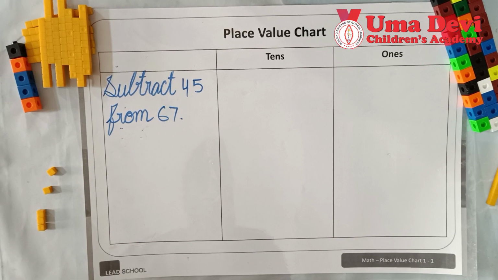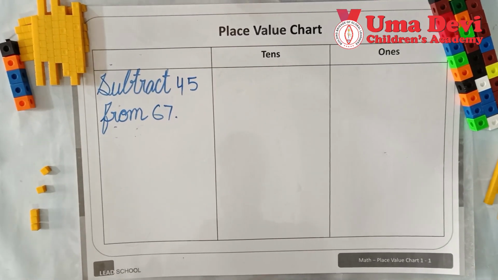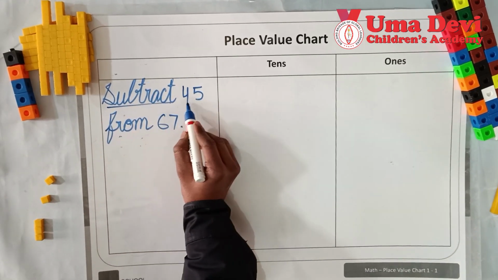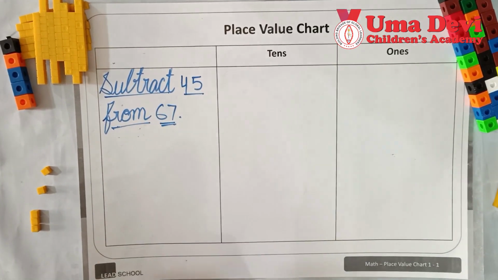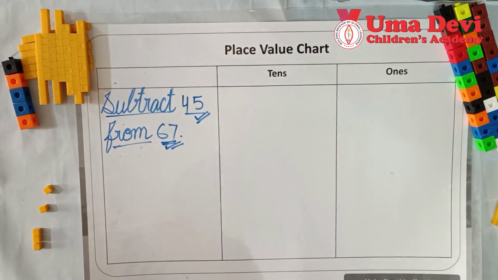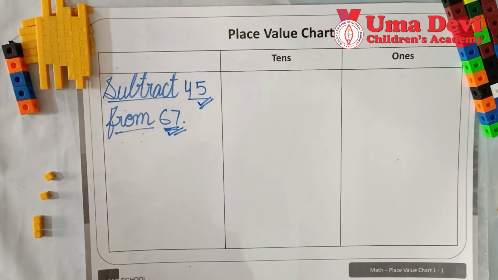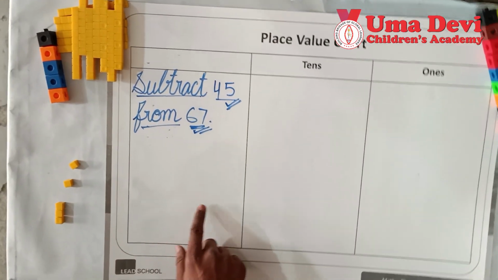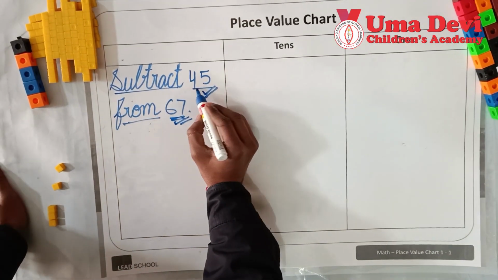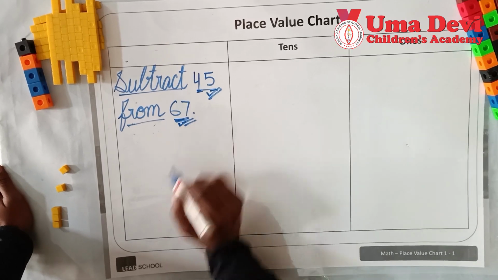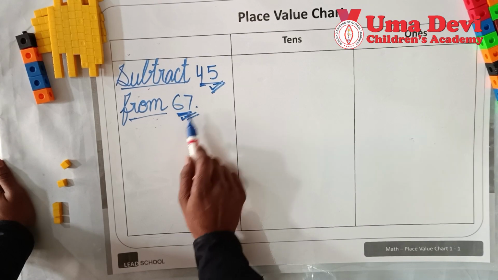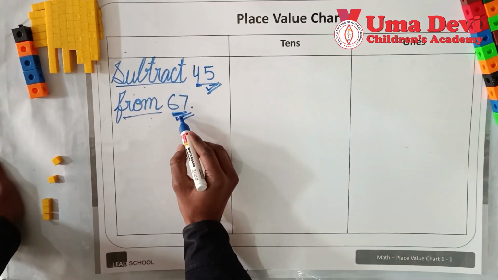And now we will learn how to subtract two digit numbers. So look here, what is our question? The question is: subtract 45 from 67. 67 is a two digit number and 45 is also a two digit number. In face value and place value we have learned how to write a number in the table. So look here, this is 45 and this is 67. And read this statement, subtract 45 from 67.